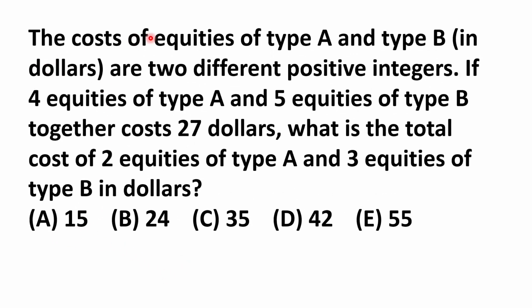This was our given question: what is the total cost of two equities of type A and three equities of type B in dollars? So we have calculated this value step by step. So 15 is our final answer. This is the answer of this question.